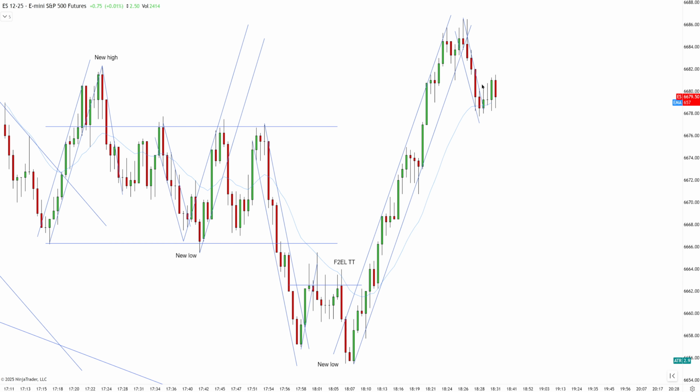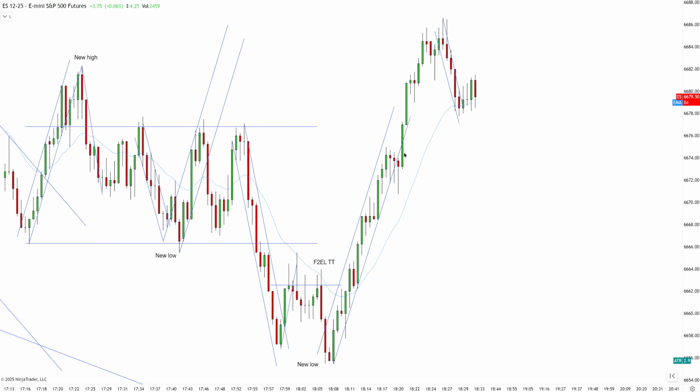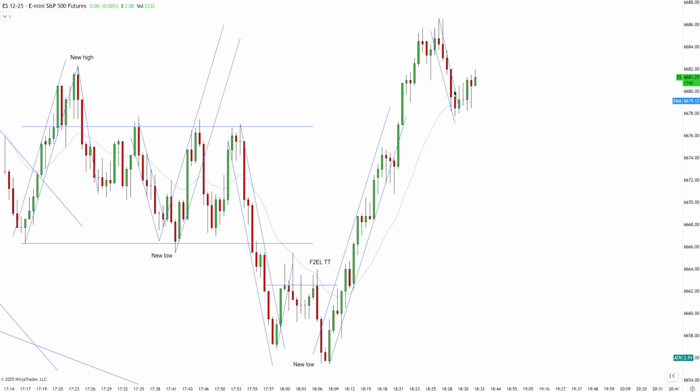Alright traders, we have a second entry long here, but I didn't take it because I'm not sure if there's a break in new high or not, because you have a break, push to a new high. So for this reason, I'm just going to sit this one out and see what's going to happen.